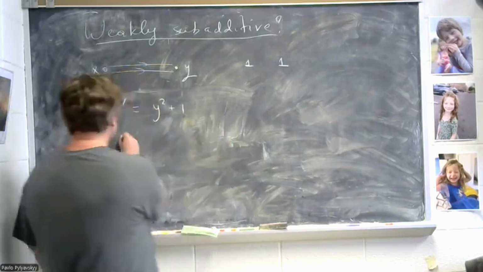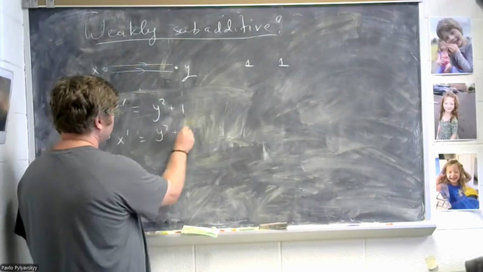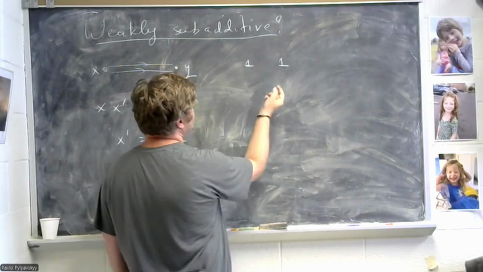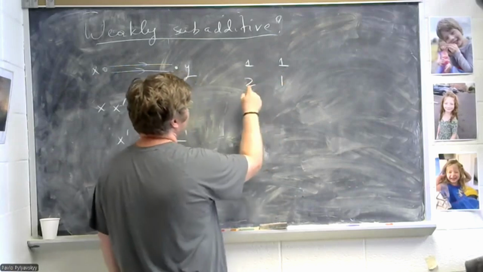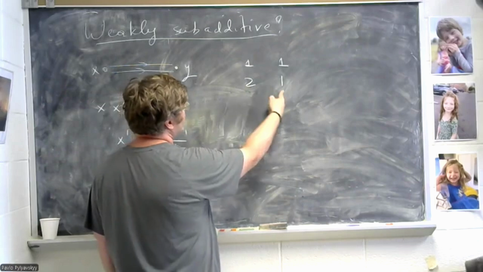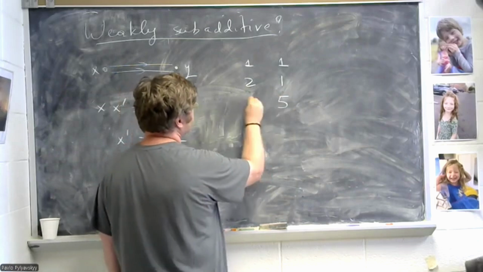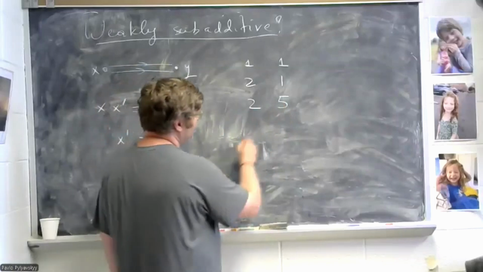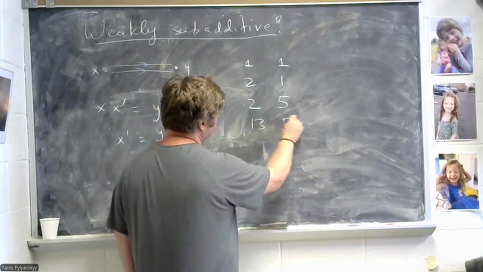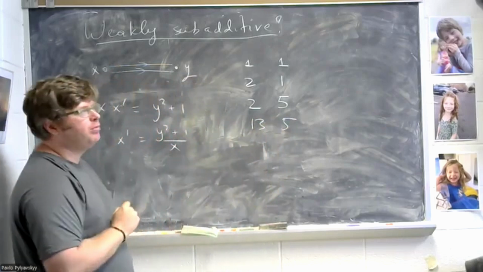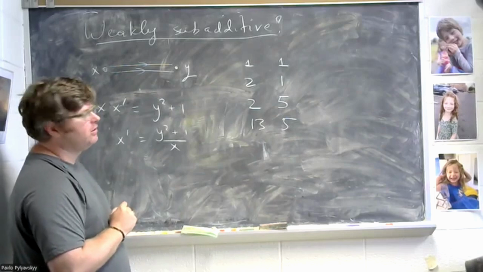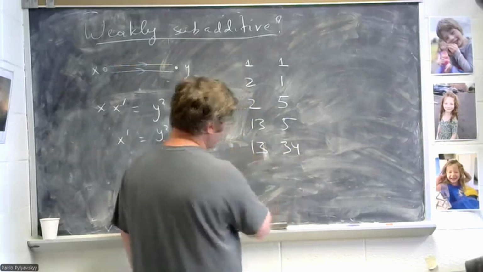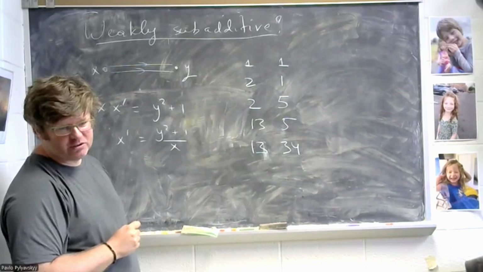And from this, X prime is just Y squared plus 1 over X. So let's try it. 1 squared plus 1 divided by 1 is 2. 2 squared plus 1 divided by 1, that's 5. 5 squared plus 1 divided by 2, 13. 13 squared plus 1 divided by 5, that's 34. Okay, now the question is, does anybody recognize those numbers?